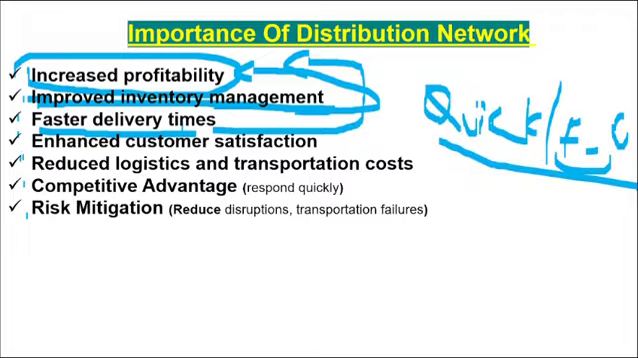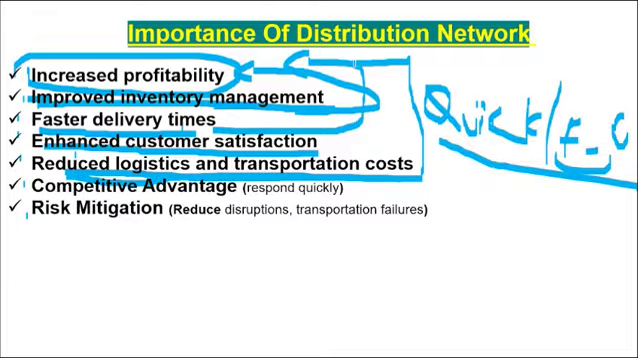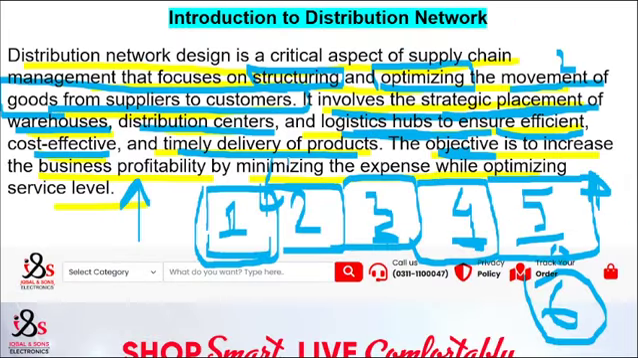Okay, number 3, enhance customer satisfaction. If customers are satisfied, it will increase the profitability of the distribution network. Reduce logistics and transportation costs. If the cost of logistics and transportation is reduced, it increases the profitability. How? We have already seen this in our previous definition, by minimizing the expenses, so increase the profitability.